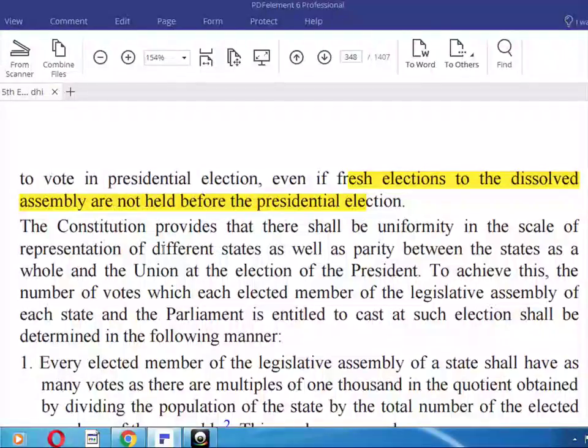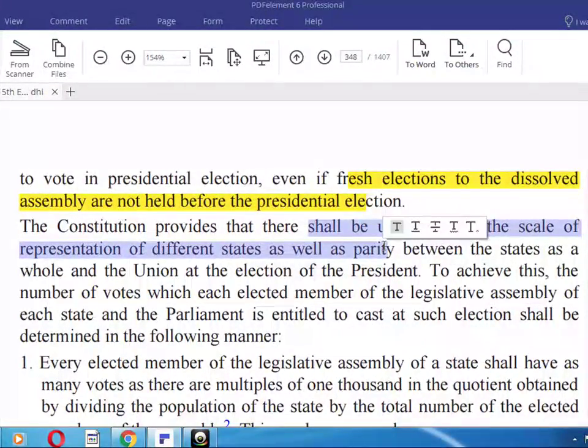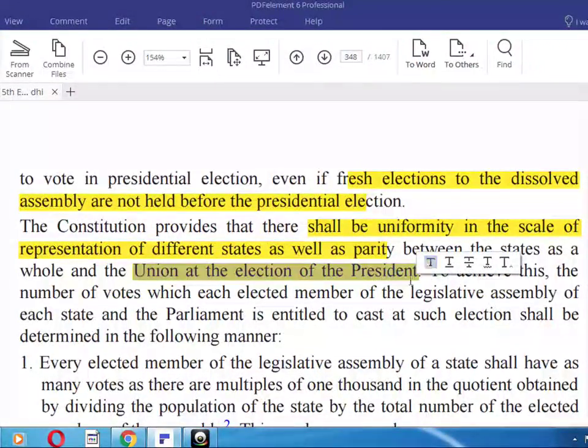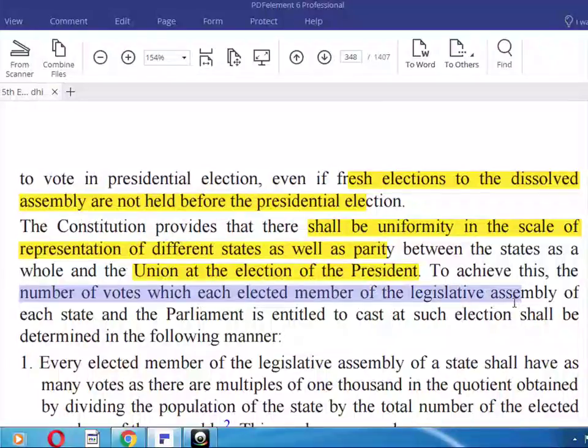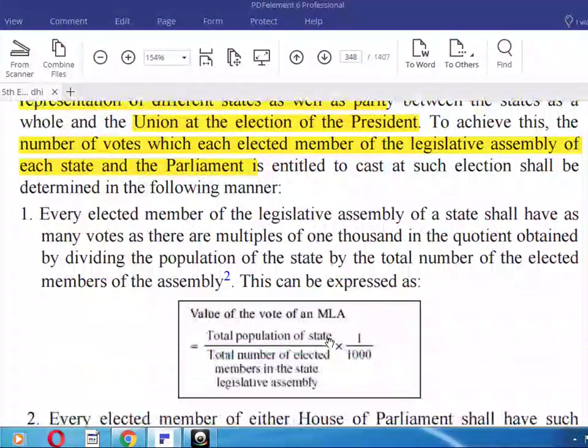So here the Constitution provides that there shall be uniformity of the scale of representation of different states, as well as parity between the states as a whole and the Union at the election of the President. To achieve this, the number of votes which each elected member of the Legislative Assembly of each state and of Parliament is entitled to cast at such election shall be determined in the following manner.